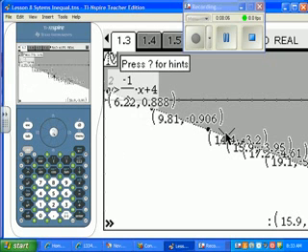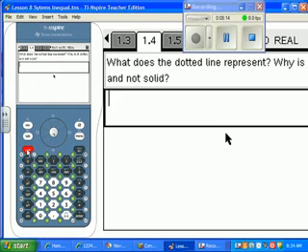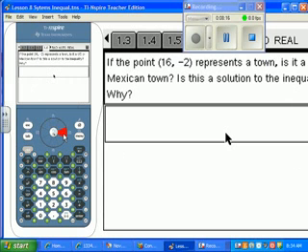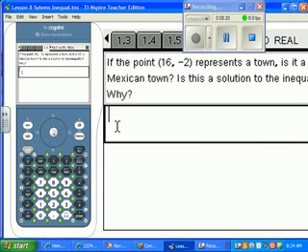Okay, so is it a Mexican town or a U.S. town? U.S. Okay. And how do we come to figure that out? It's in the shaded region, but I'm not sure why our trace tool was functioning like that. Okay, so it represents a town. Is it a Mexican town? No. Is it a solution to the inequality? Yes. So it doesn't answer if it's a U.S. town or a Mexican town. Oh, it does?